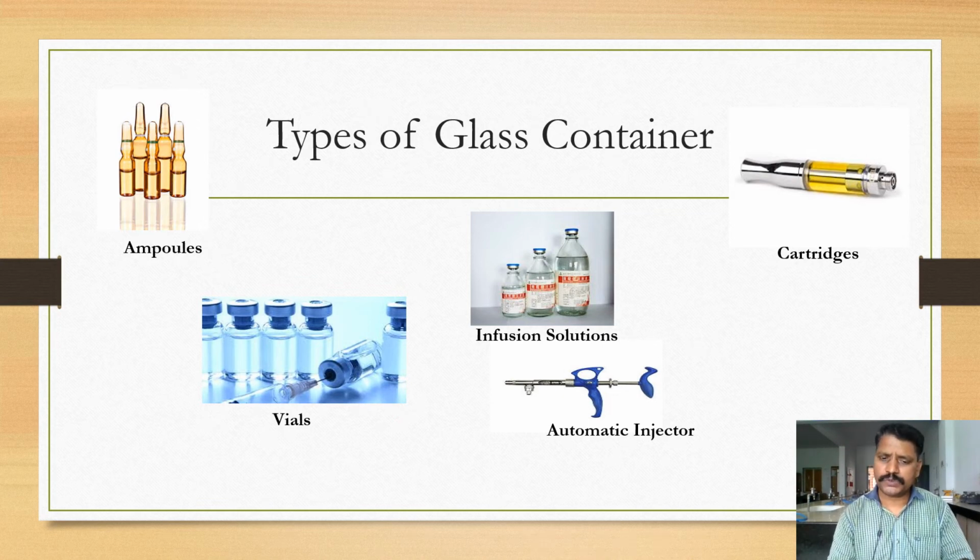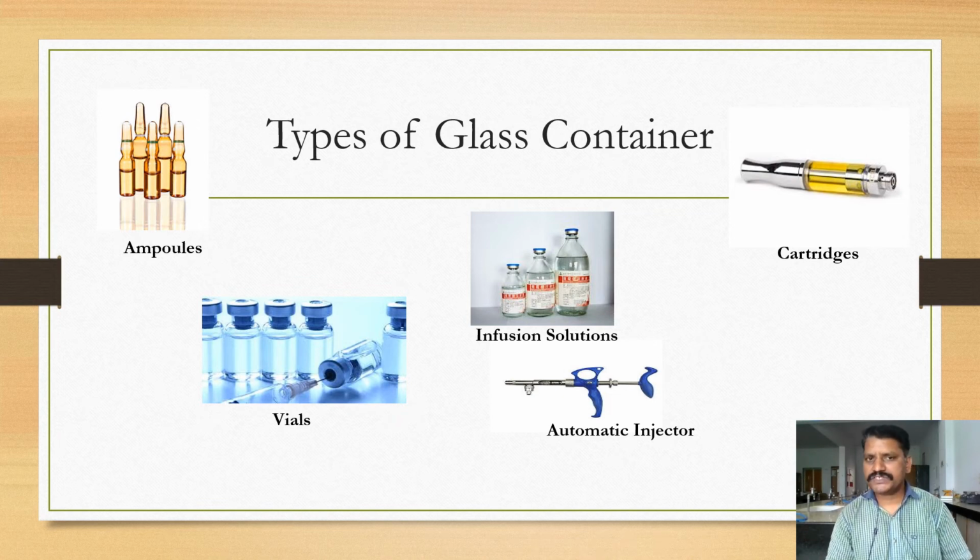Then infusion solutions are used for the intermittent or continuous infusion of the drug or fluid: 200 ml, 500 ml, 1 liter. They are divided into two types. Small volume parenteral, where the volume is less than 100 ml, and large volume parenteral, where the volume is more than 100 ml. Those having a volume of 100 ml or less than 100 ml are SVP.